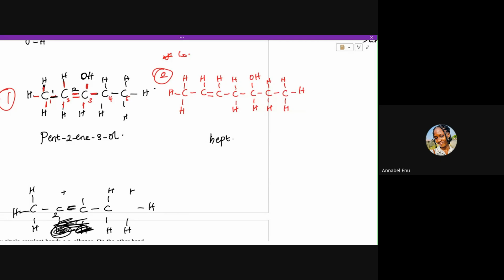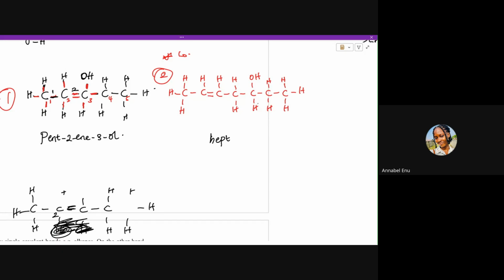We'll write it hept first. Then what other thing are we noticing here? Are there any functional groups? Yes, there are functional groups. We have a double bond again and an alcohol. So what are we going to write? What's the position of the double bond and the alcohol? Remember, alcohol is of more priority.